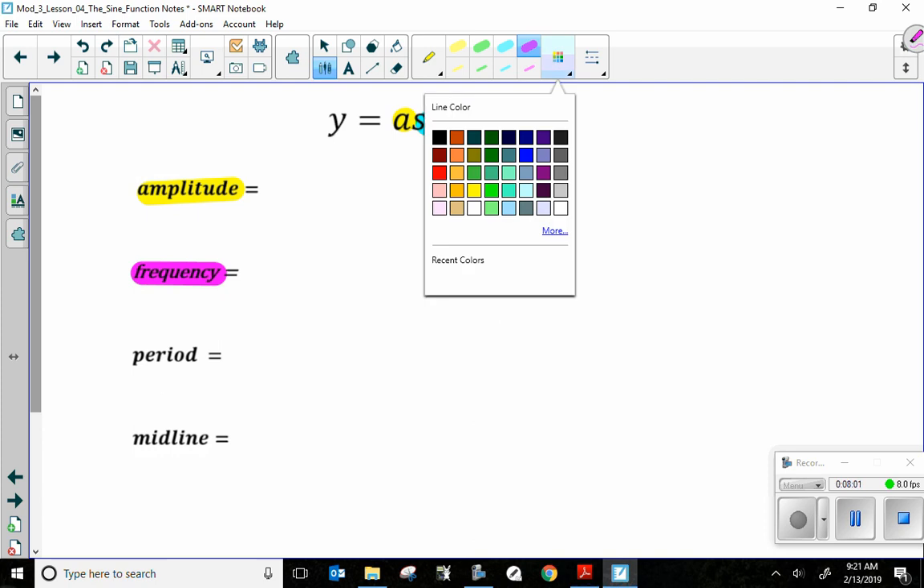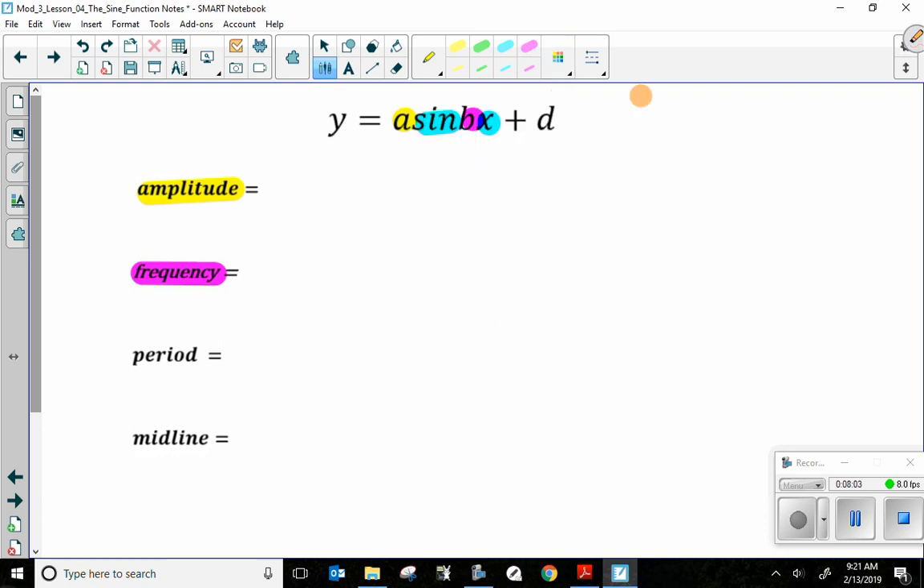And then we could possibly have some number on the outside, plus or minus d. That's going to represent my midline. Notice I didn't highlight the period. My period will never be in the equation. I can figure out my period using the values of that equation, but my period will never be in there. This is going to be the amplitude, frequency, and midline. So let's discuss what all these mean.